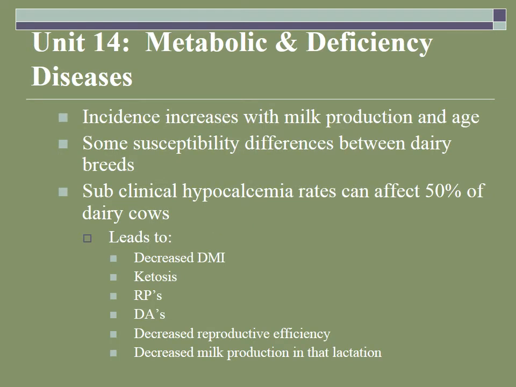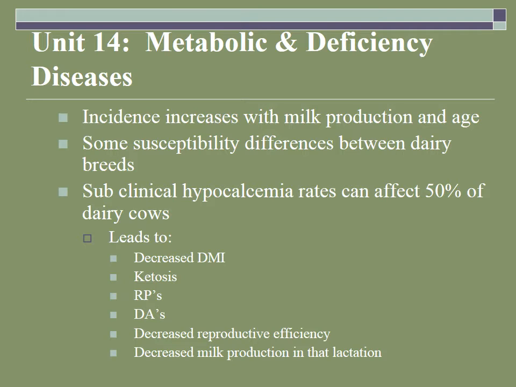The incidence rates tend to increase with milk production and age of animals, and we have some different susceptibilities between breeds. For example, Jerseys are much more susceptible to milk fever than, say, Brown Swiss or Holsteins. Really, the biggest problem related to milk fever or hypocalcemia is the subclinical rates that affect about half of dairy cows. That's a major challenge among dairymen and even those raising sheep. Subclinical means we can't really see the symptoms, but they are there affecting the animal negatively.